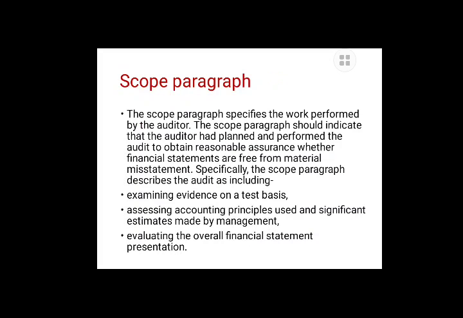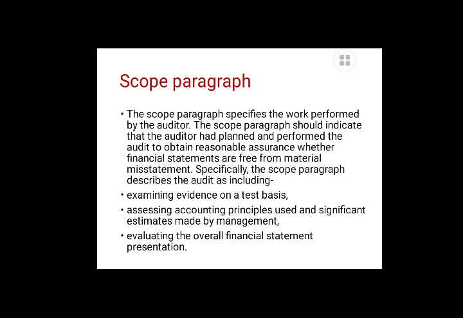Now we should see what will be the scope paragraph which is mentioned in the audit report. The scope paragraph specifies the work performed by the auditor. The scope paragraph should indicate that the auditor had planned and performed the audit to obtain reasonable assurance whether financial statements are free from material misstatement.